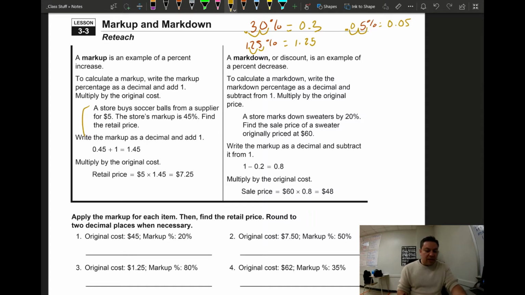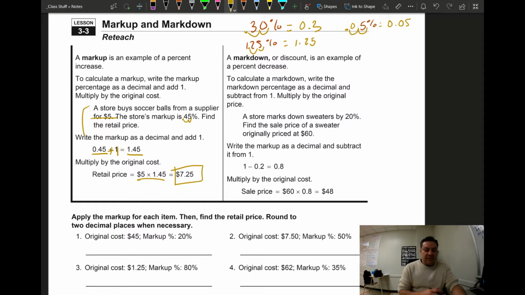And it says write the markup as a decimal and then add 1. Okay. So we're going to convert the 45% into a decimal. That's 0.45, which is right here. And then we're going to add 1. And that's going to give us that number. Now, the next step is to multiply by the original price. In this case, the price is $5. Multiply those two, and this is what they're going to be selling the soccer ball for.